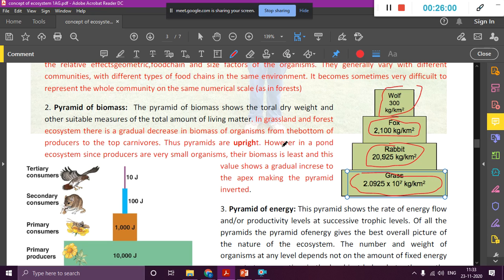So biomass is the kilograms of biological material present. Mutton's kilo weight, 5 kilos of grass, 1 kilo of rabbit, 150 grams of fox, 100 grams of wolf, something like that. You are measuring the total weight. Earlier you were measuring the numbers: 20,000 blades of grass, not 20,000 kilos of grass. That was the pyramid of numbers. Here this is the pyramid of biomass, the total weight.